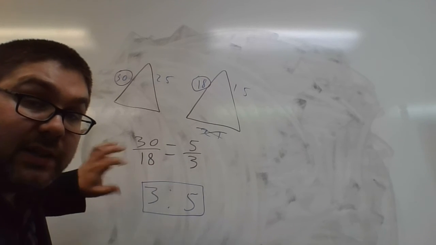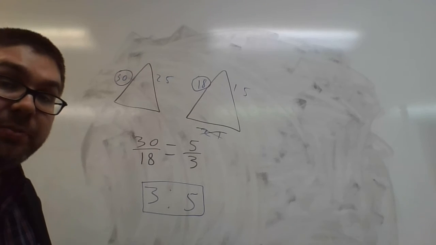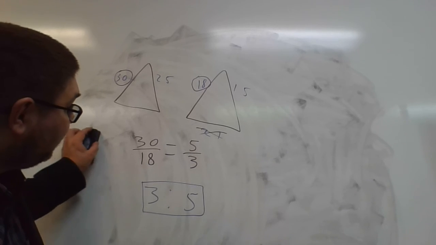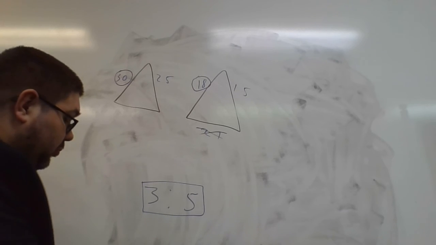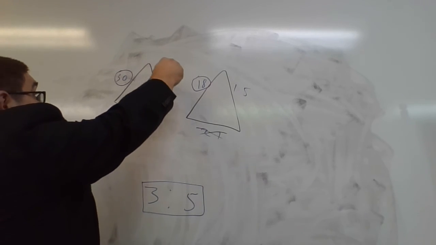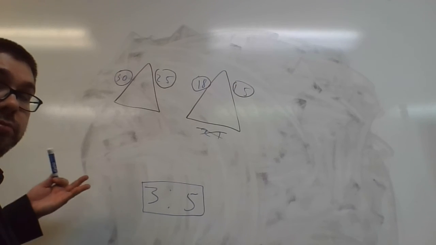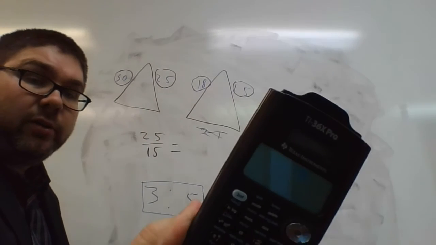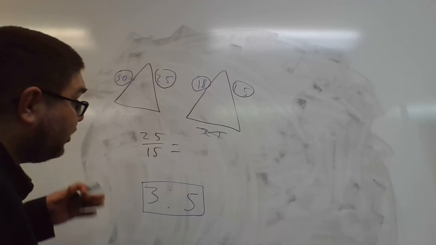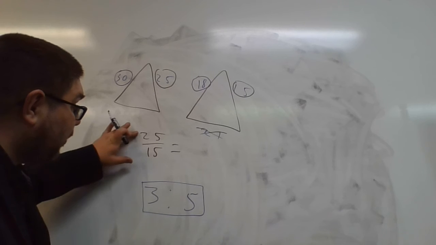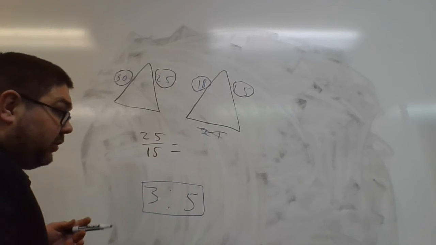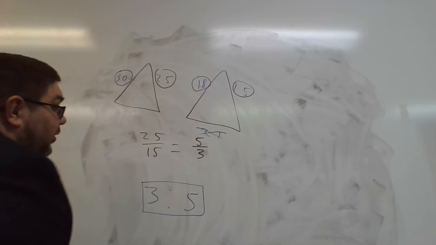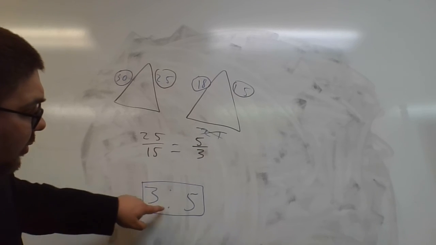Last thing, I said that I'm going to do the left and left just to be consistent. What if I was like, no, I don't want to be consistent. I want to do right and right. So let's say that I decided to do 25 and 15. 25 over 15. Again, if you put this in a calculator, or if you just find the greatest common factor of 25 and 15, it's 5. Divide the top and bottom by 5. You get 5 over 3. Again, 3 to 5.